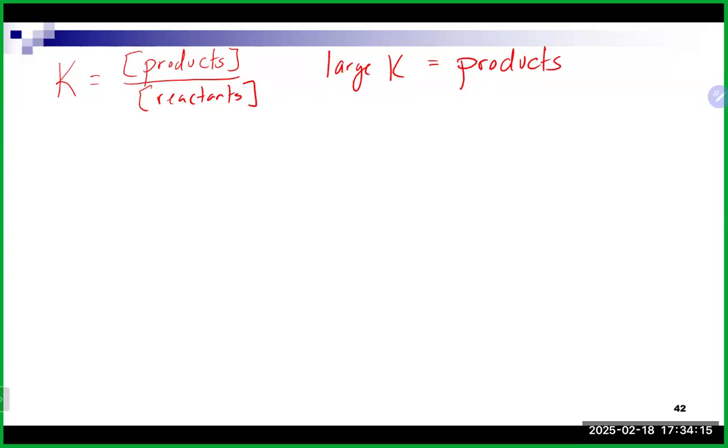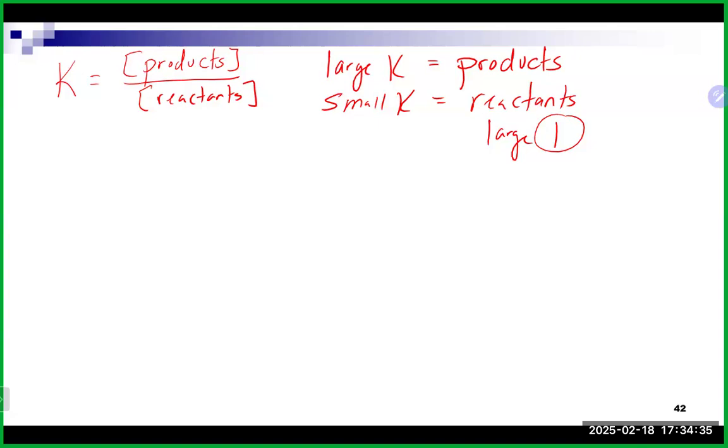And vice versa, if you end up with a small value of K, that'll tell you when you reach equilibrium, you're mainly going to have reactants. Remember that a large value for K is considered 1, so anything above 1 is considered a large value for K.